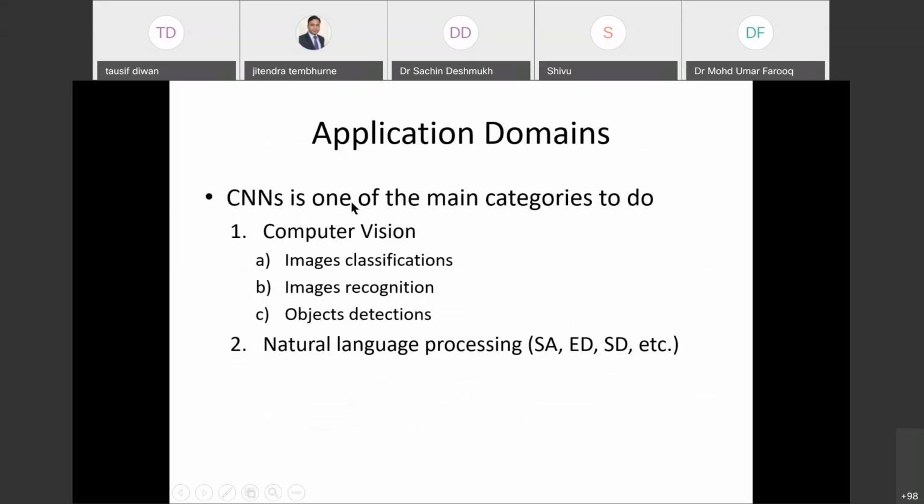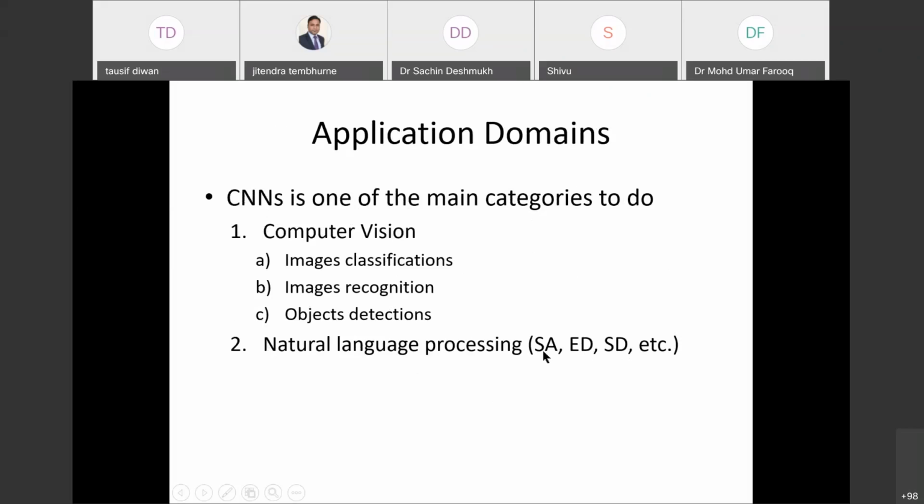So there are various applications of CNN, but I have listed only two here. The first is computer vision. In computer vision, it is very popular in image classification, image recognition, and object detection. The second is natural language processing, such as sentiment analysis, emotion detection, and sarcasm detection.